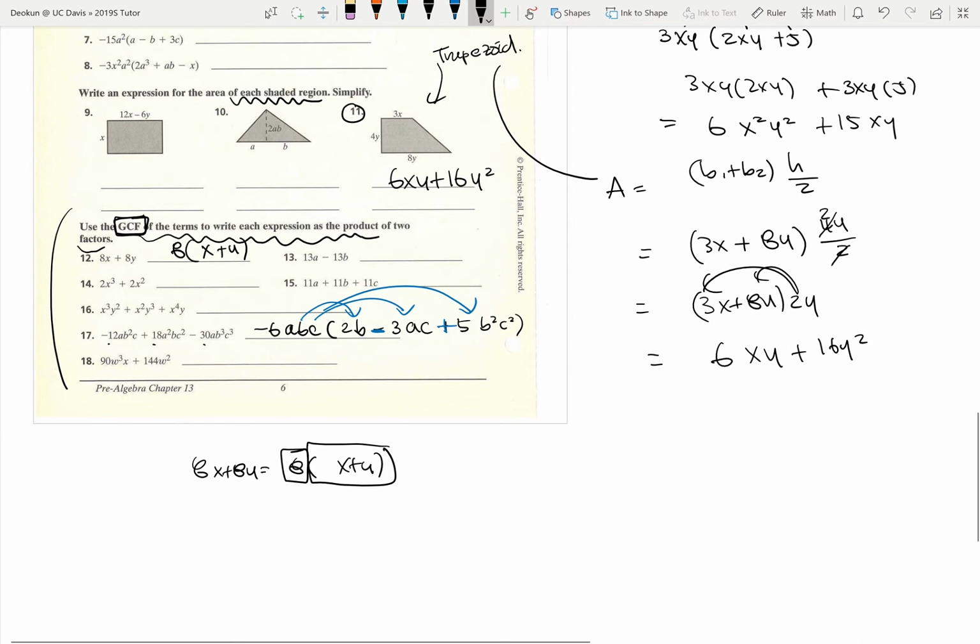You can do the checking part on your own. If you factor positive 6abc out, the answer would have been negative 2b plus 3ac minus 5b squared c squared. So you try the rest, 12 through 18.